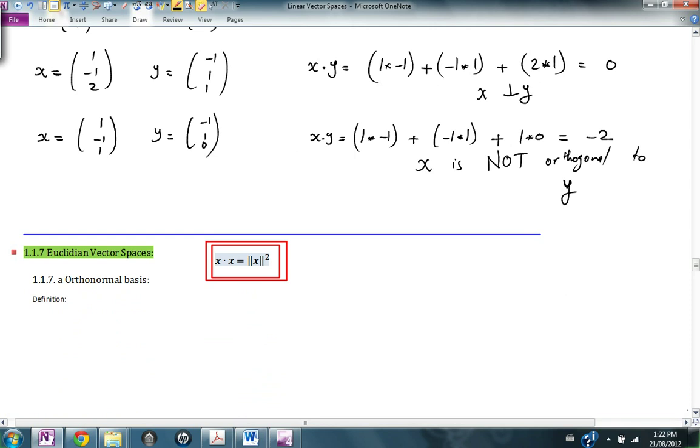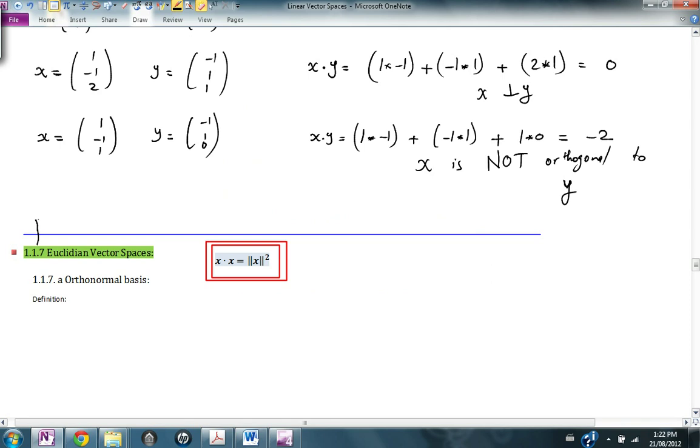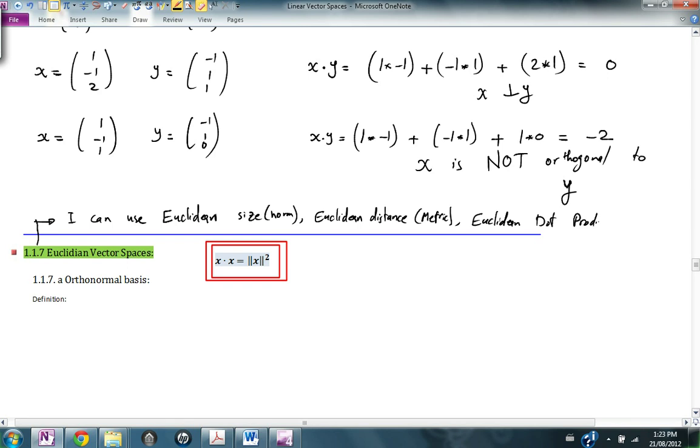We are dealing in solid mechanics with what is referred to as the Euclidean vector spaces. The Euclidean vector spaces are linear vector spaces in which I can use the Euclidean norm and the Euclidean distance and the Euclidean dot product. So I can use Euclidean size or norm, Euclidean distance or metric, and Euclidean dot product. If I'm able to do all this, I call the space a Euclidean vector space.